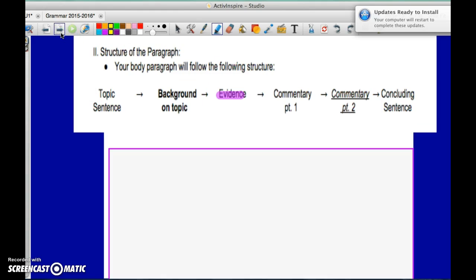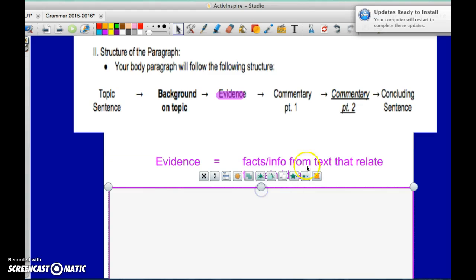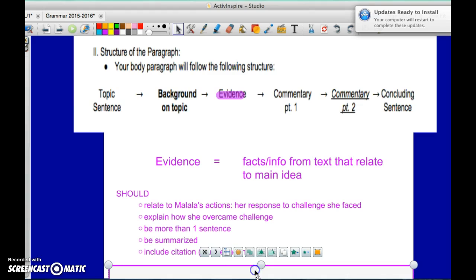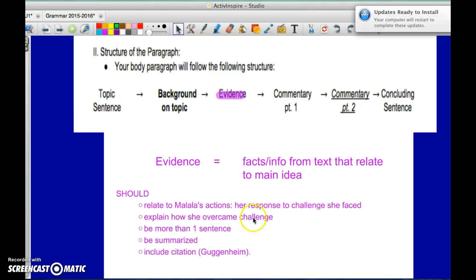The third part of your paragraph is going to be your evidence. And our evidence is where we're actually connecting to Malala's life. So the evidence is the facts or the info from the text that relate to the main idea. So in other words, this is where we pull in what we've learned about Malala. And there are a bunch of shoulds that I've listed for you. Your evidence, and you should use, again, the planning that you've already done.